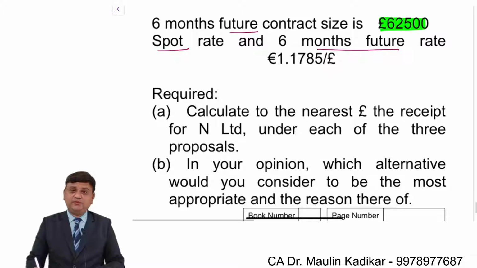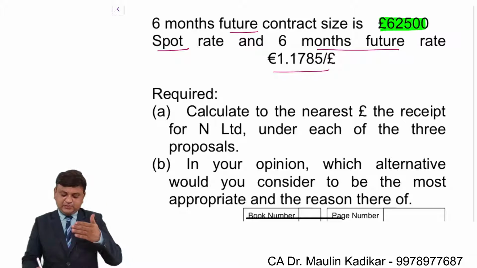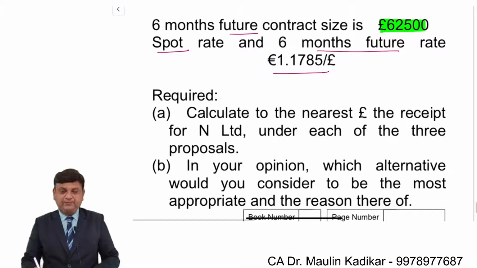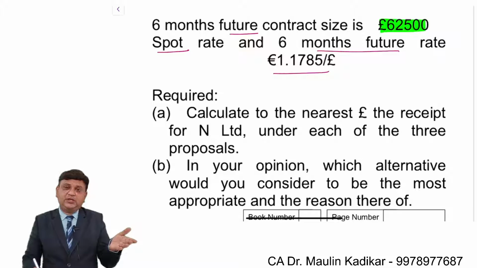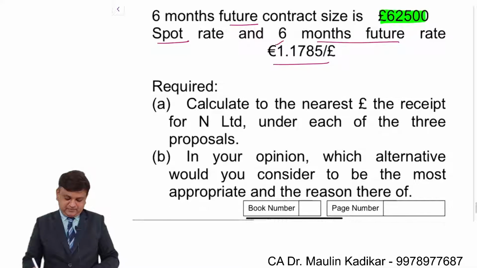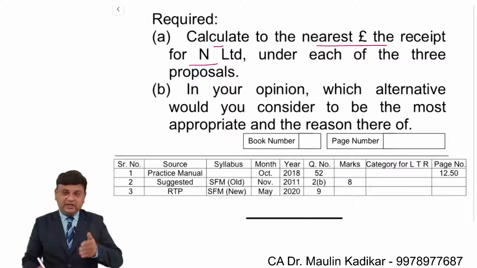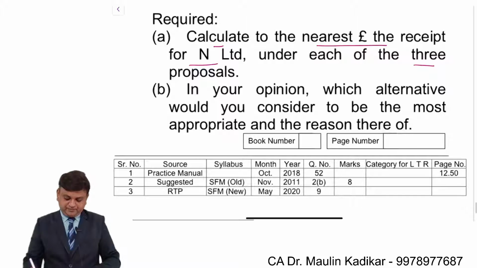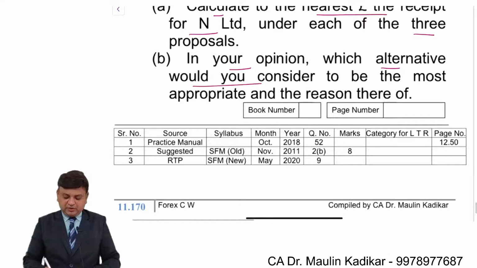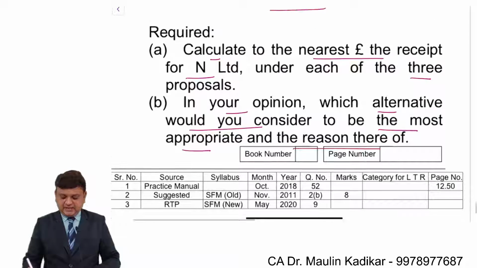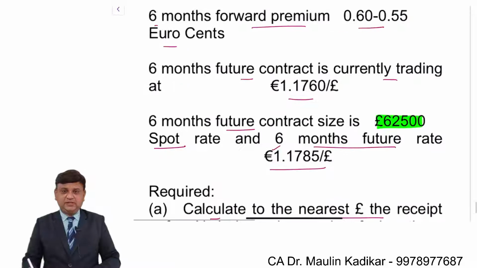Spot rate and 6 months futures rate have been provided to us. It means that the spot exchange rate is given, and at the end of the 6 months the futures rate is given to us as 1.1785 euro per pound. Calculate, to the nearest pound, the receipt for N Ltd under each of the three proposals. In your opinion, which alternative would you consider to be most appropriate and the reason thereof? So the two questions are there.